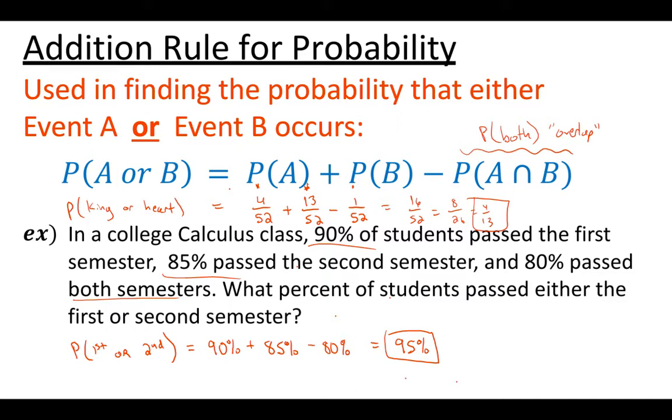So let's say in this particular class, you needed to pass either one of the semesters and then pass the final exam or something like that. So 95% of students would still be eligible to pass for the year.